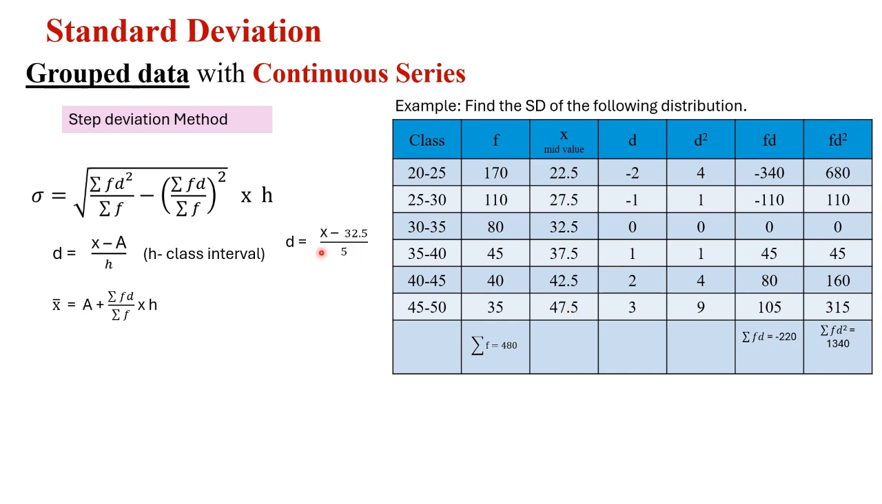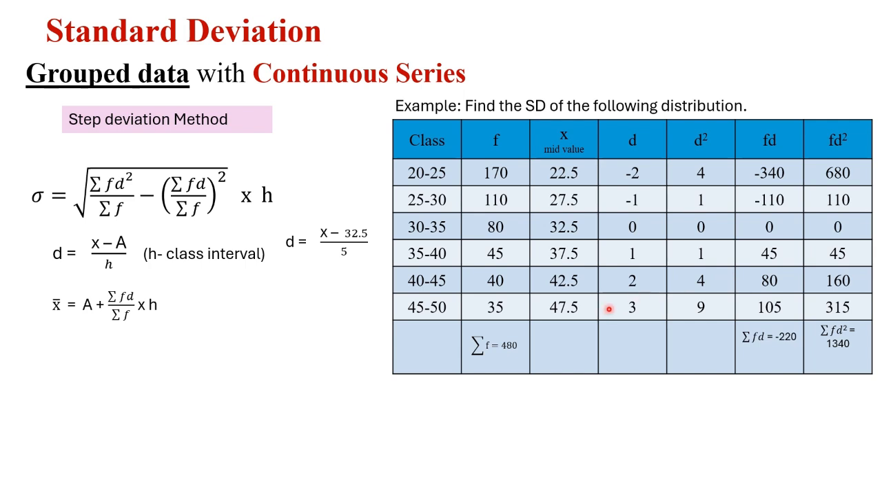When we observe the pattern, d value corresponding to assumed mean will always be 0 and all the d values above it will be decreasing: minus 1, minus 2, minus 3, etc. And similarly, all the values of d below will be increasing: 1, 2, 3, 4, etc. Find the d square. Minus 2 square is 4, minus 1 is 1, 0 is 0, 1 is 1, 2 square is 4, 3 square is 9.